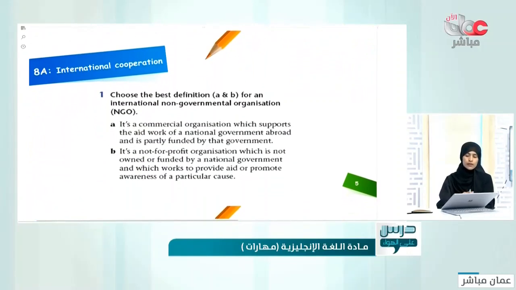Now, going inside the unit, we are going to look at two parts, as I mentioned at the beginning. We will look at 8A and also 8B. Now, 8A is entitled International Cooperation. When I say cooperation, there are two words here, co and operate. Operate means work, and co means with, so you work with other people. So co is a prefix that means with, so work with other people.